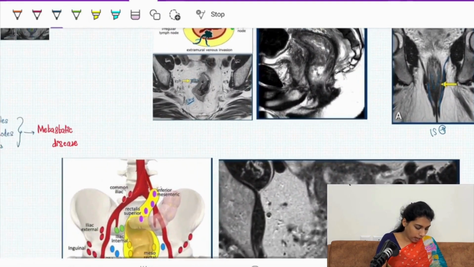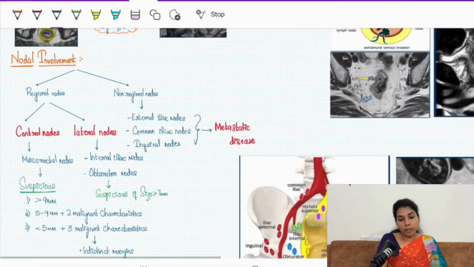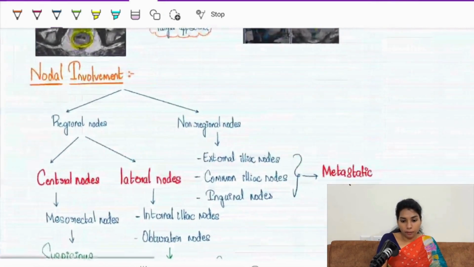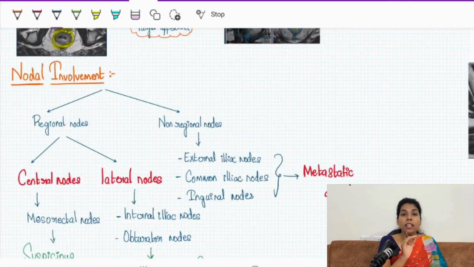Now we'll look at details of how we give a nodal involvement. Nodal involvement, remember, N0 is no node involved, N1 is 1 to 3 suspicious nodes, 1 to 3 in number. And then N2 disease is when there are more than 3 nodes which are getting involved. We are going to call it an N2 disease.